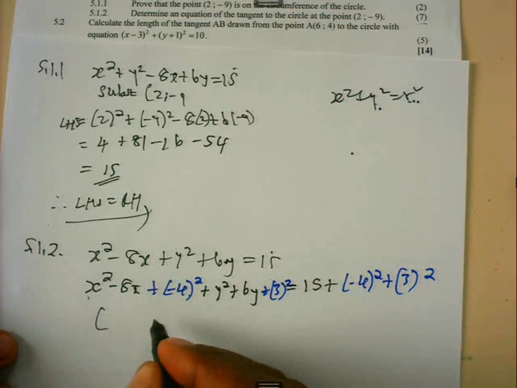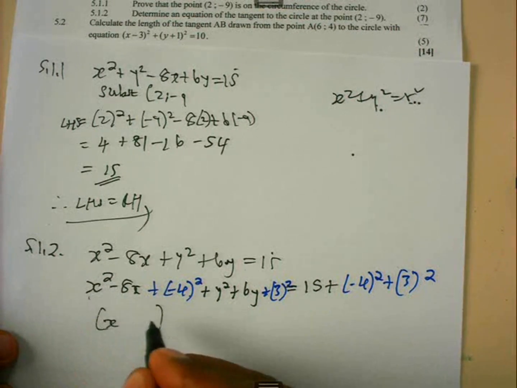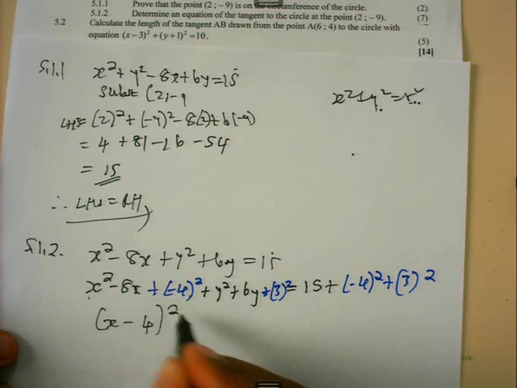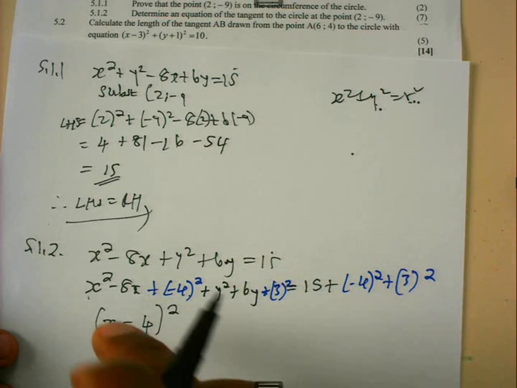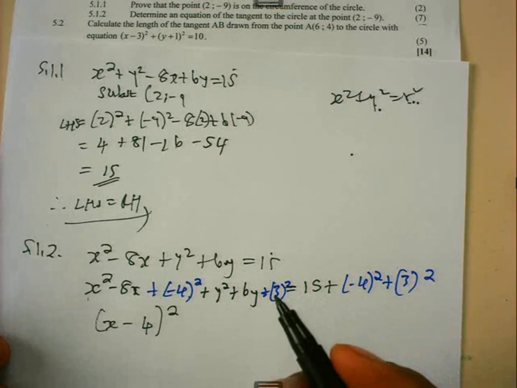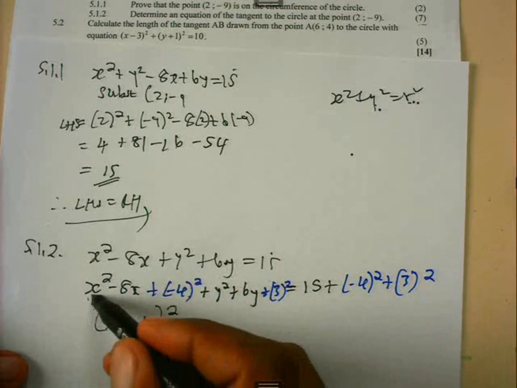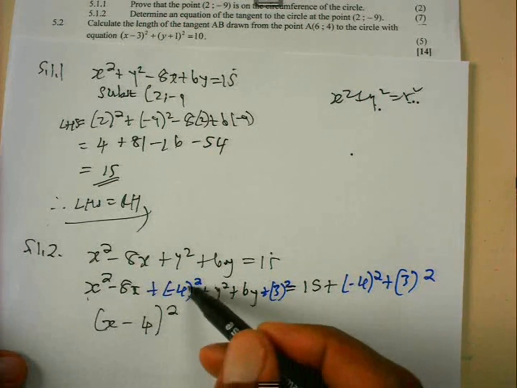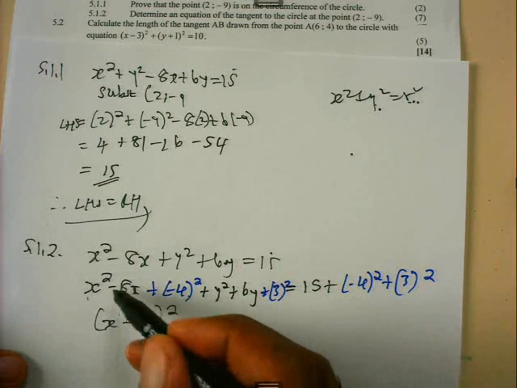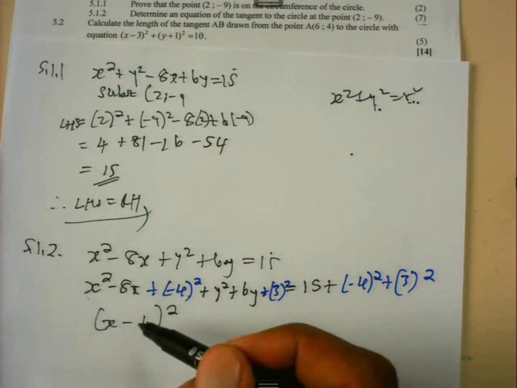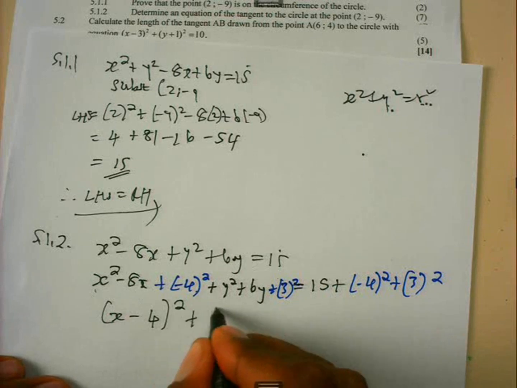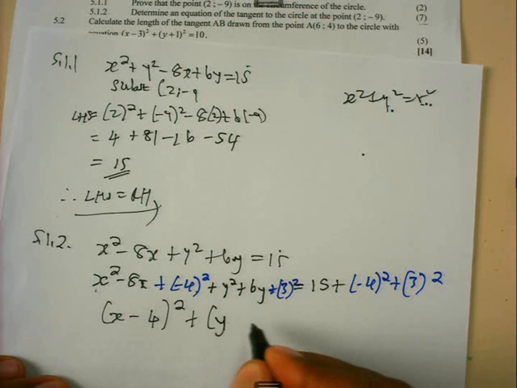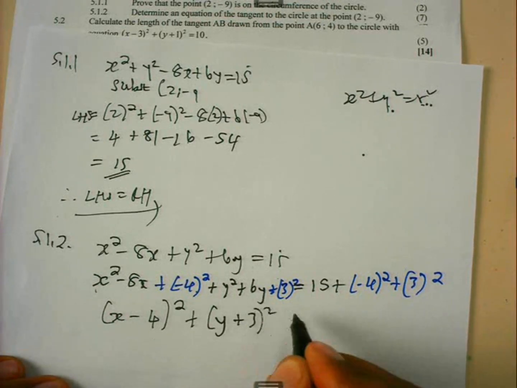Then I can say, okay, this one is the same as x minus 4, all squared, right? Because 4 times 4 is 16, 4 plus 4 is 8. It will give me the middle term. Most of the time, I just take the square root of x squared, which is x, and the square root of minus 4 squared, which is 4. The sign of the middle term must also be the same as the one inside the brackets, right? Plus this side, I do the same. That is y plus 3 all squared.